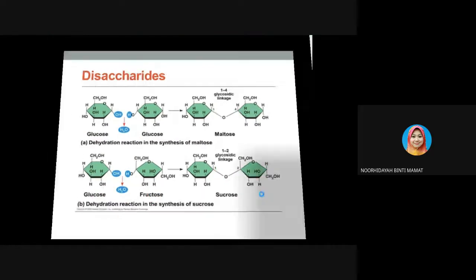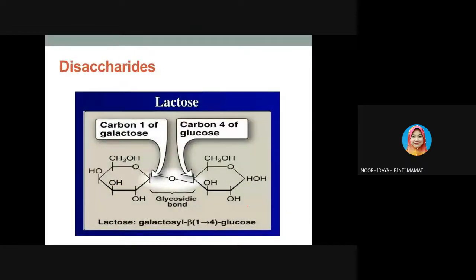So the other example is the lactose. The lactose is actually the galactose 1, 4, which combines with the glucose. It is the monosaccharide of galactose combining with the monosaccharide of glucose, 1, 4. So this is what we call the glycosidic linkage or glycosidic bond. So these are the disaccharides, the joining of two monosaccharides.